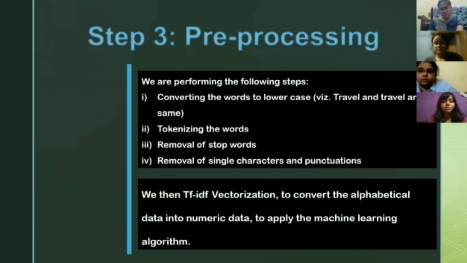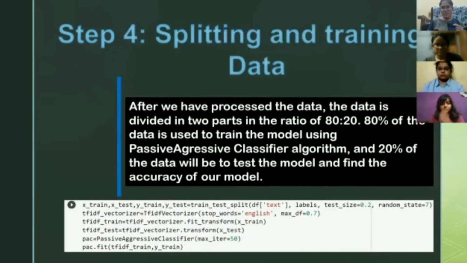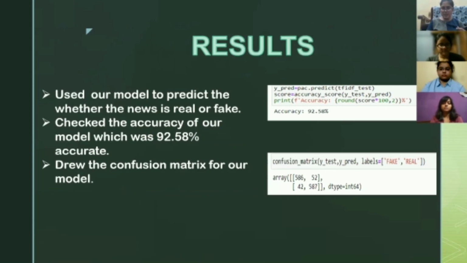Then we pre-processed our data. We converted the words to lowercase, and then we did the tokenizing of the words and removed the stop words, and we also removed the redundant data from our dataset. So after these 3 steps, we'll come to the splitting and the training of the data. So for that, we have used 80% of the data to train the model by using passive aggressive classifier algorithm, and the remaining 20% of the data is used to test the model. And here you can see a code snippet, how we have implemented in our code.